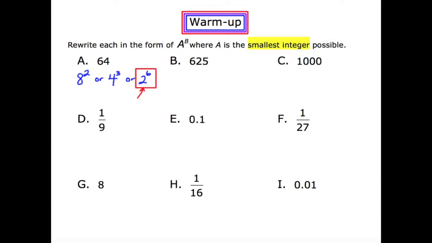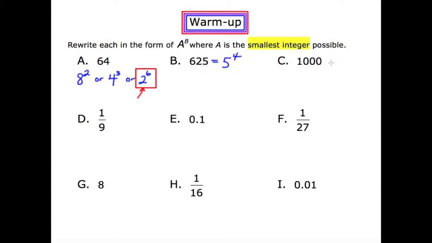that I want. So at this time, I'd like you to pause the video and try B through I, and then resume the video where I'll reveal the solutions to you. Okay, I hope you took a moment to actually try the problems. The value 625 that we see in letter B can be thought of as 5 to the power of 4.